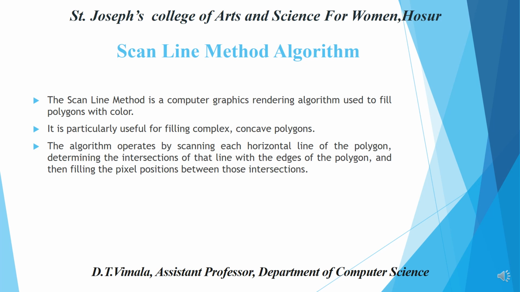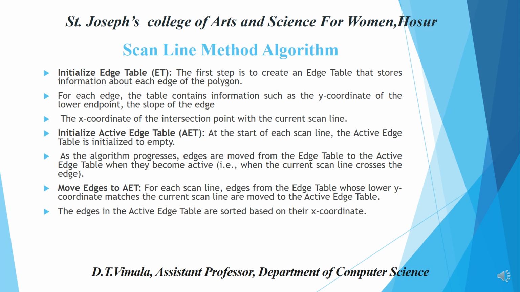The algorithm operates by scanning each horizontal line of the polygon, determining the intersection of that line with the edges of the polygon, and filling the pixel positions between those intersections. That means it first scans the horizontal line of the polygon. After that, it determines the intersection points, that is, the edges of the polygon. After that, it fills the pixel positions between these intersections. This is how the scanline algorithm works.